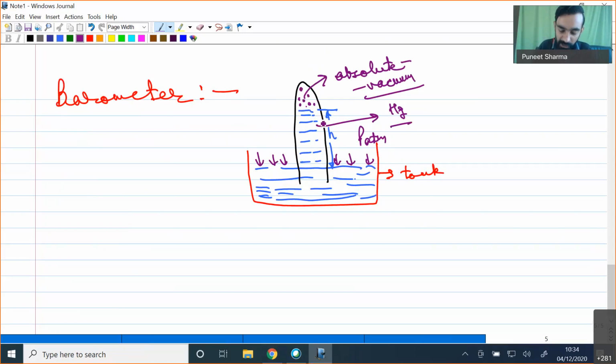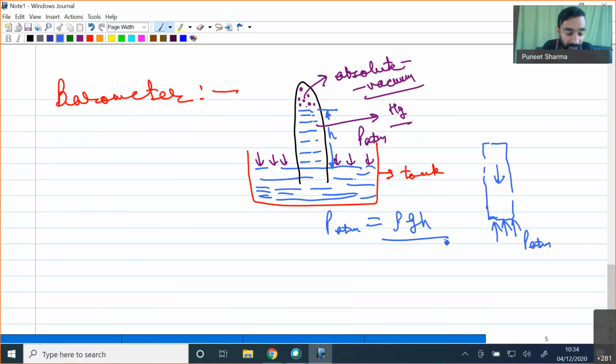Now if we draw the FBD of the liquid column inside this particular tube, we have the weight of the liquid column in the downward direction, and from the bottom we have the atmospheric pressure acting. So we can clearly say that atmospheric pressure is equal to rho g into H.